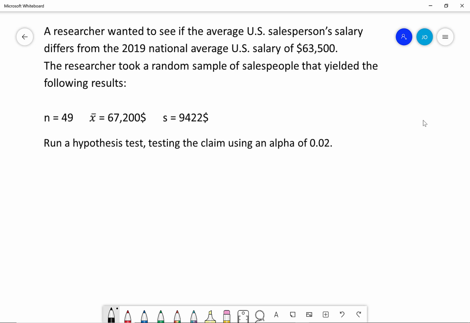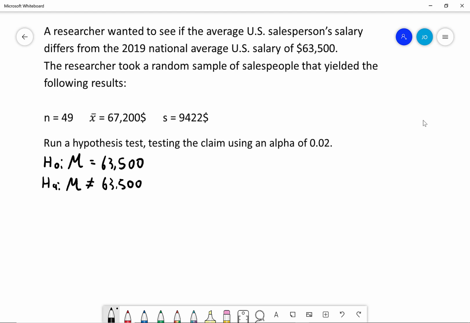So our hypotheses for this test are that the mean equals the hypothesized salary of $63,500, and that is the national average, the 2019 national average. This researcher is trying to see if it differs from that national average.